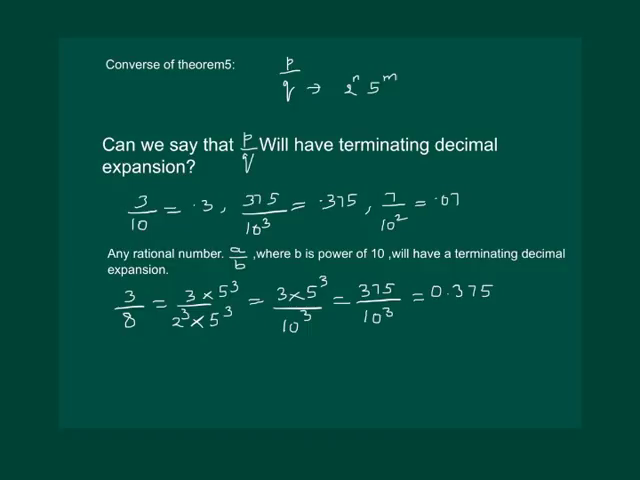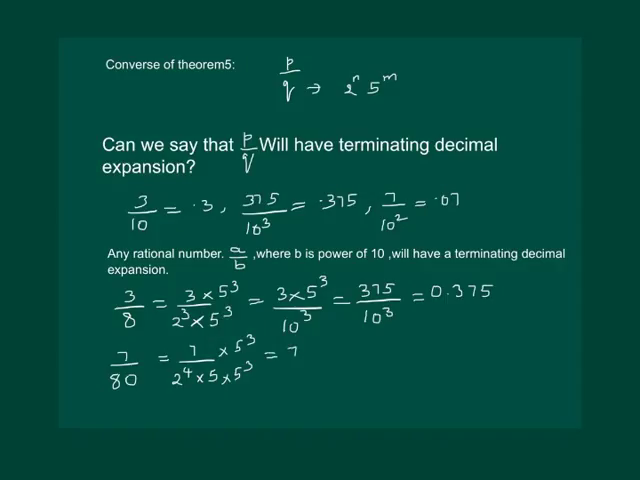Let us take another example. Say we take 7 by 80. This is 7 by 2 power 4 into 5. Our p by q is 7 by 80. We are trying to convert it into a by b, where b is a power of 10. What we can do is multiply by 5 cube the numerator and denominator to get an equivalent fraction.